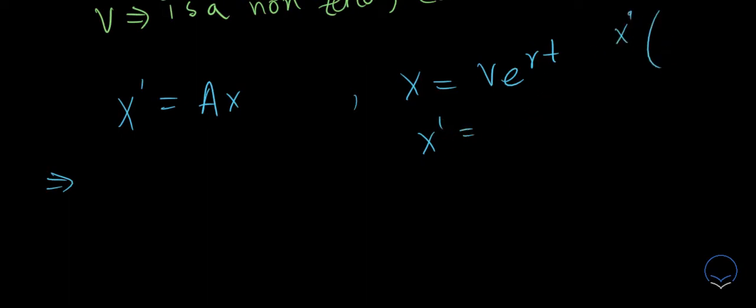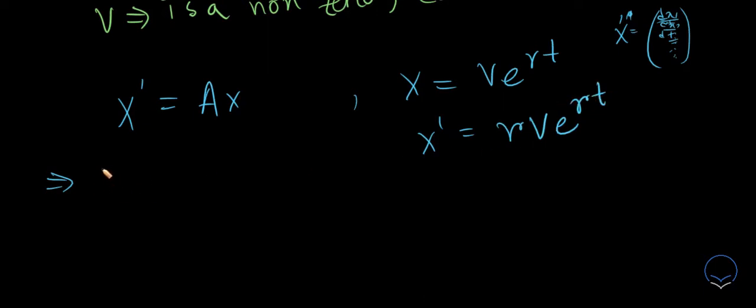Let's say your x is something like this, x1, x2, and when you take a prime of this, this means you are differentiating element wise, just like you did with the function of a matrix when we did linear algebra. So since this v is a constant, it will just stay there, and only e to the power rt will get differentiated and spit out an r. So this will just be r v e to the power rt, right?